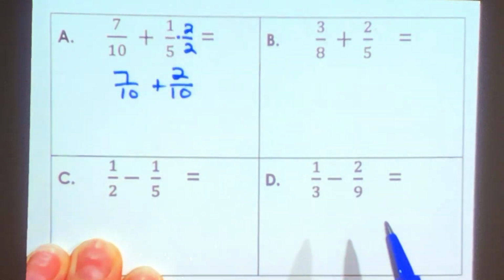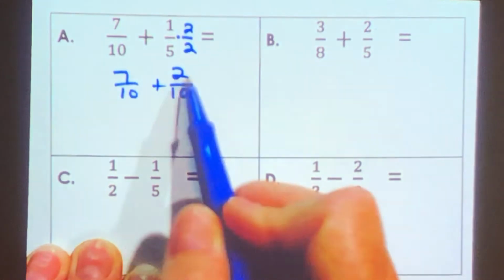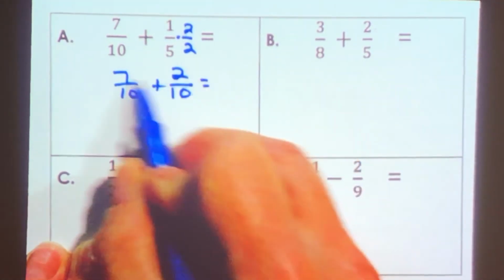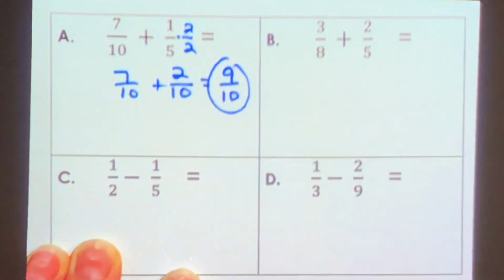Now that my denominators are the same, we can picture it. If I shade 7 out of 10 pieces, and then I shade another 2 of those pieces, I would now have 7 plus 2 is 9/10 shaded.